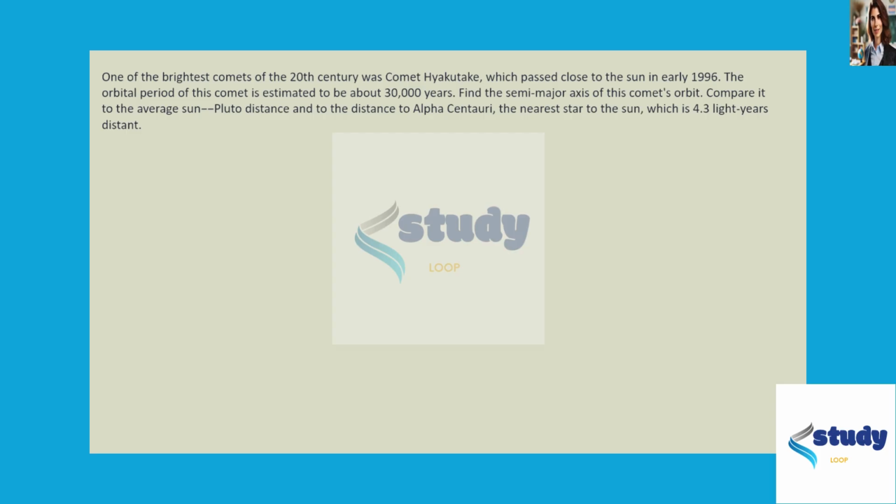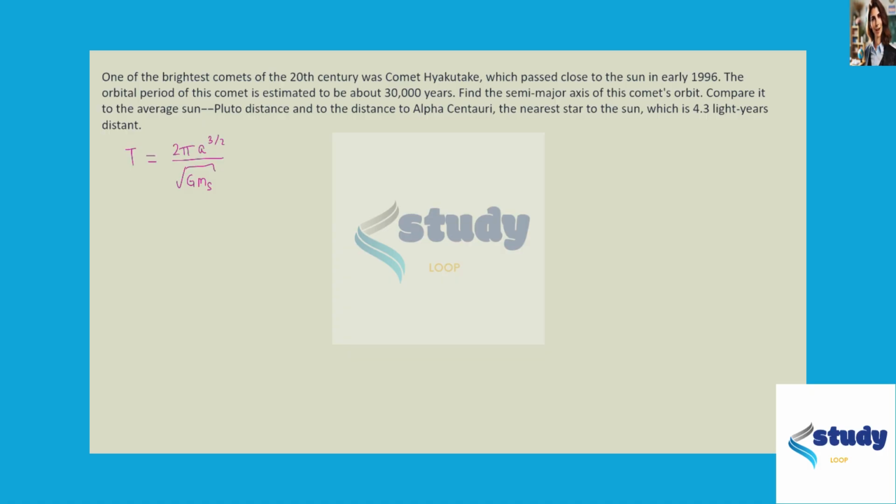In this question, we are given the orbital period for Comet Hyakutake, and we are asked to find the semi-major axis of its orbit and then compare it to a couple of other distances. So the relationship we need for the orbital period of a body in an elliptical orbit is T equals 2 pi times a, the semi-major axis, to the 3/2 power divided by the square root of the gravitational constant G times the mass of the star that the body is orbiting.